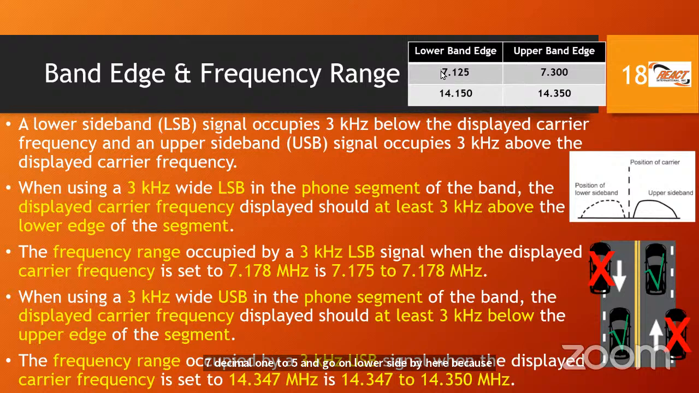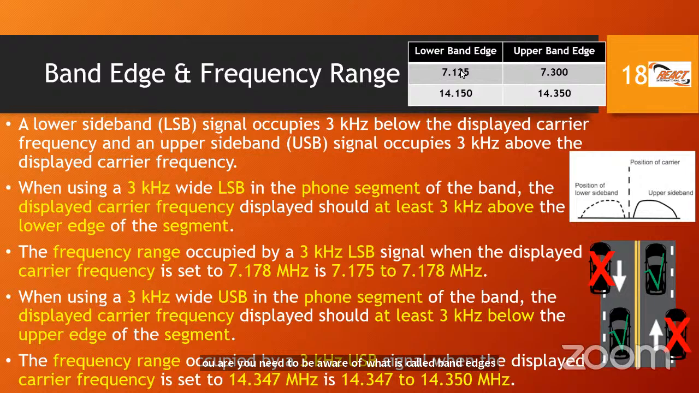Remember, below that will be things like digital modes. So you have to go 7.125 plus 3 at the minimum. That's what this bullet point is saying here: you need to be aware of what are called the band edges. What are the valid frequencies as an amateur radio operator?